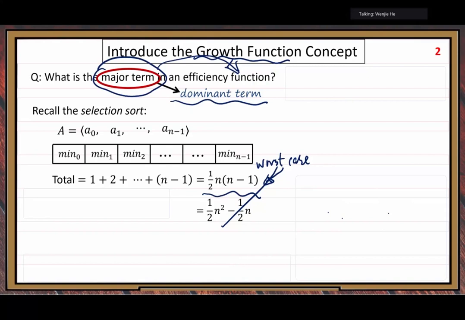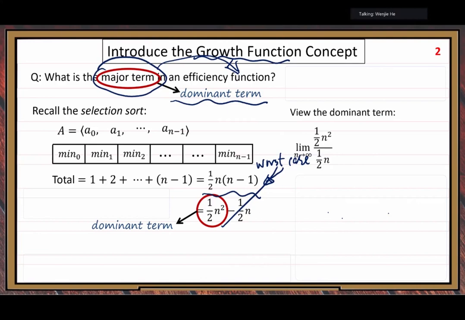This circled term is our dominant term. We call it dominant, so this term dominates all other terms. You may want to ask how dominant it is. We can do the calculation later, how much it dominates other terms. Here, let's do some simple calculation. This time we need to use some calculus.